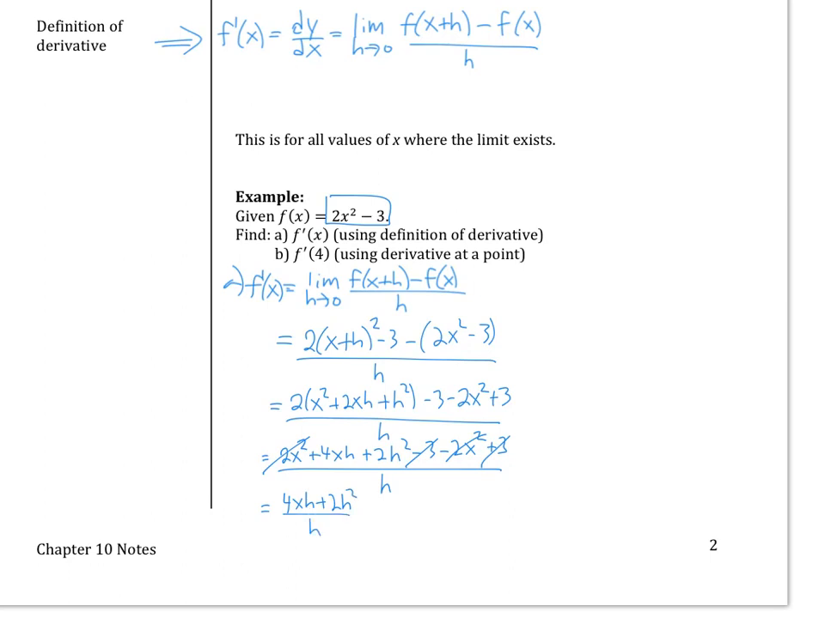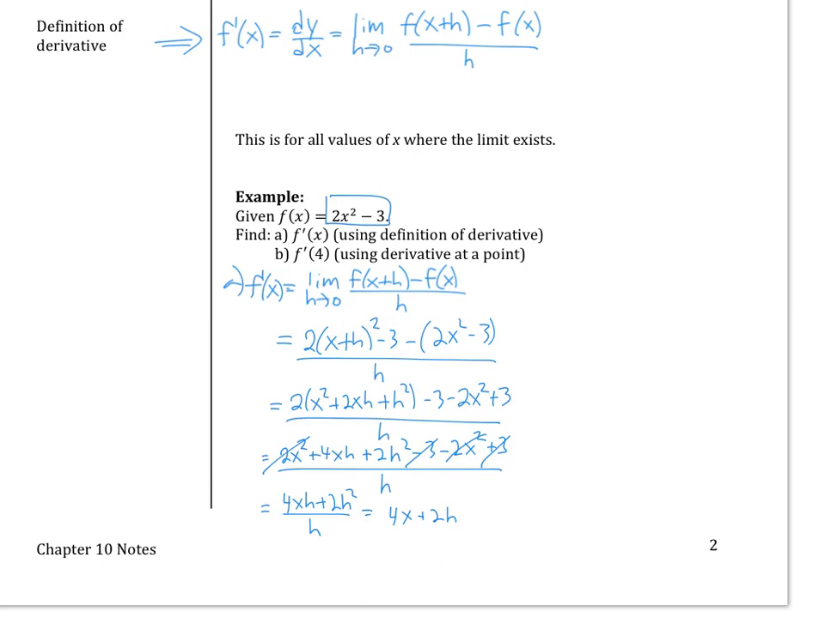You can see that h exists in all three terms, so h is going to cancel. So 4x plus 2h. Now, h in the denominator will always cancel. If it doesn't cancel, then you did something wrong with your algebra, because when you take the limit as h goes to 0, h has to be 0, and if h is still in the denominator, then you have a really big problem, which shouldn't happen. So just remember, h will always cancel out of your denominator.